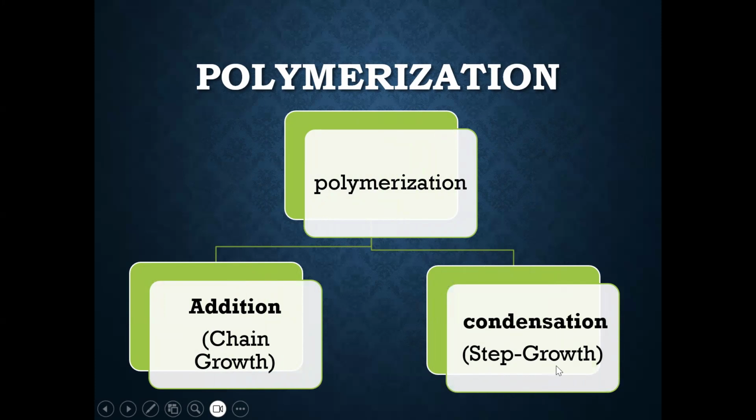We already mentioned that in the last video, how polymer is formed. It is formed by a chemical reaction called polymerization. Polymerization is the process of converting a monomer into its polymer. This polymerization can be through addition mechanism or through condensation mechanism.